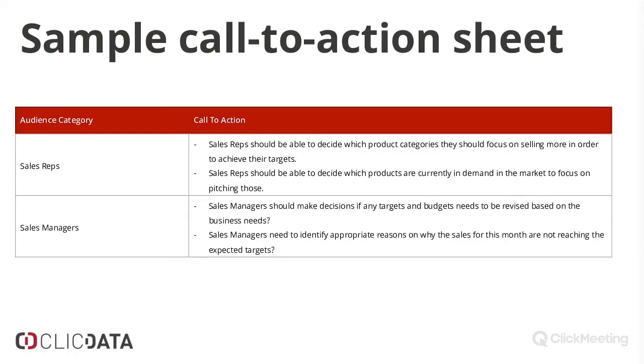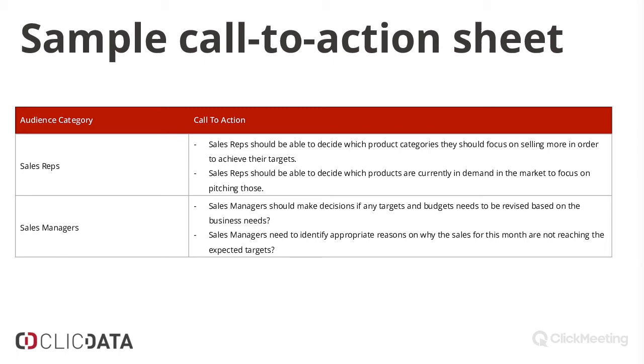Along with the same example that we have been discussing so far, we created a call to action sheet for this particular client. With the same two audiences, sales rep and sales manager, the call to action for the sales rep was that they should be able to decide which product categories they should focus on selling more. The sales rep should also be able to decide which products are currently in demand in the market, and if they want to reach their objective, which products they should be selling.